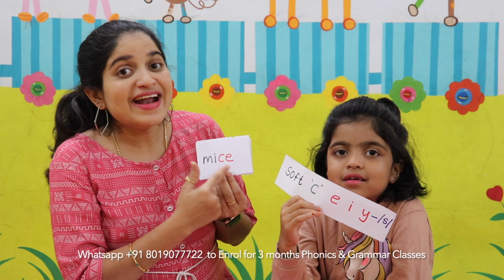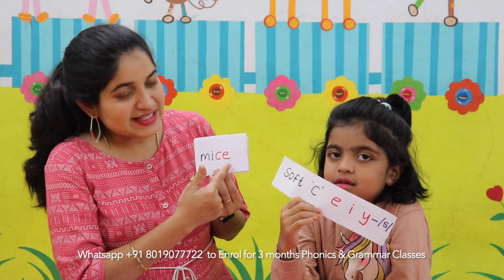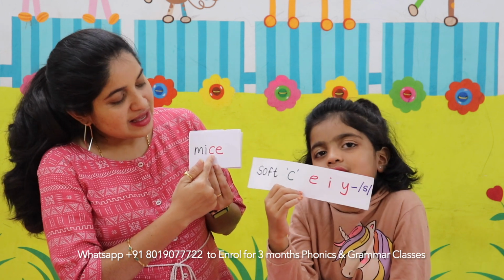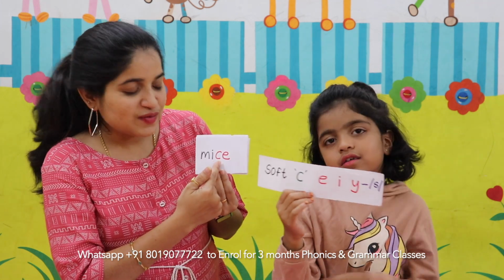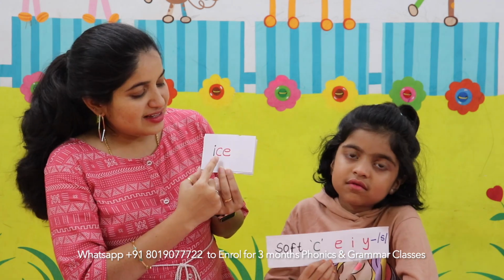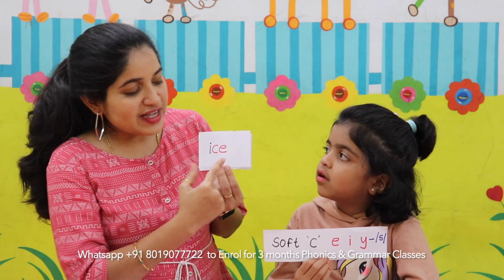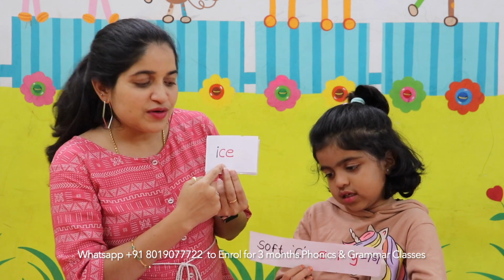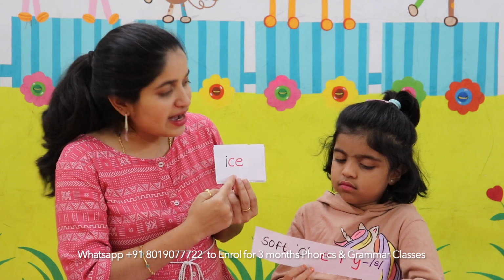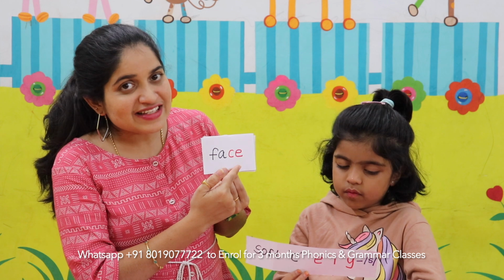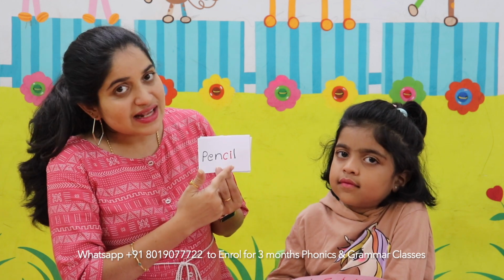Now words ending with soft C sound. So C is followed by E. So C has S sound, as in mice. C is followed by letter E. So C has soft S sound, as in ice. Face. Pencil.